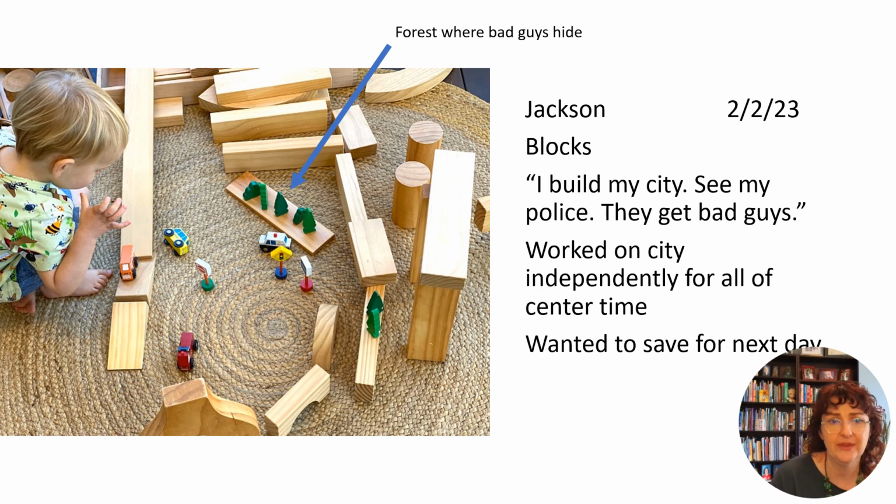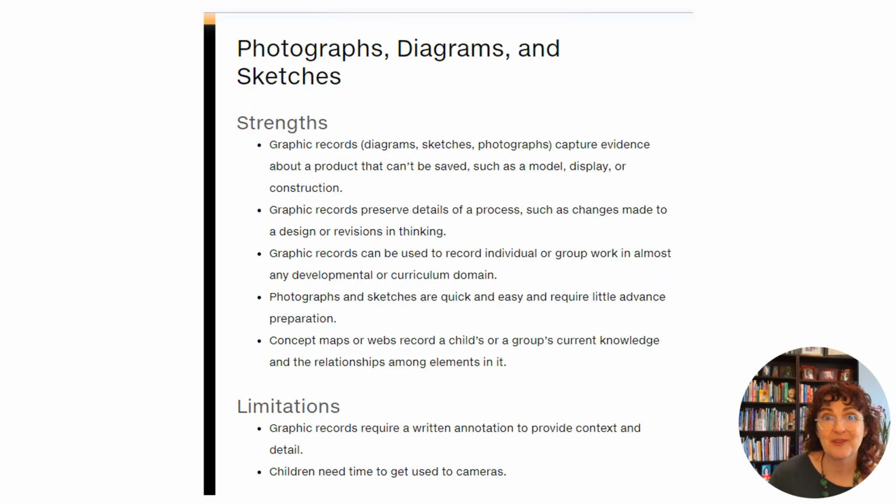occurring in the photo. This is really powerful for families. It captures something that happened in the classroom and lets them see exactly what their child is able to do with or without support. And it doesn't take a lot of time because you just take a quick photo, but often you need that interpretation to explain the context and what else was going on at that time.